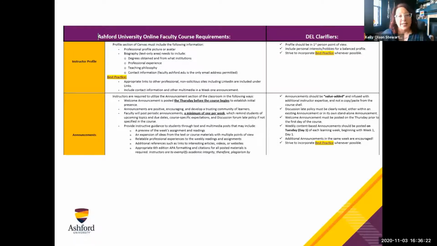Now, additionally, Dell has generated this other column that we call Dell clarifiers. We've worked to clarify the language and highlight best practices with an ongoing focus, again, of moving instructors from proficient to distinguished on the rubric. This document really ends up being the true guide for us as instructors, as it provides a roadmap of expectations for our practices in each of the 5 areas.